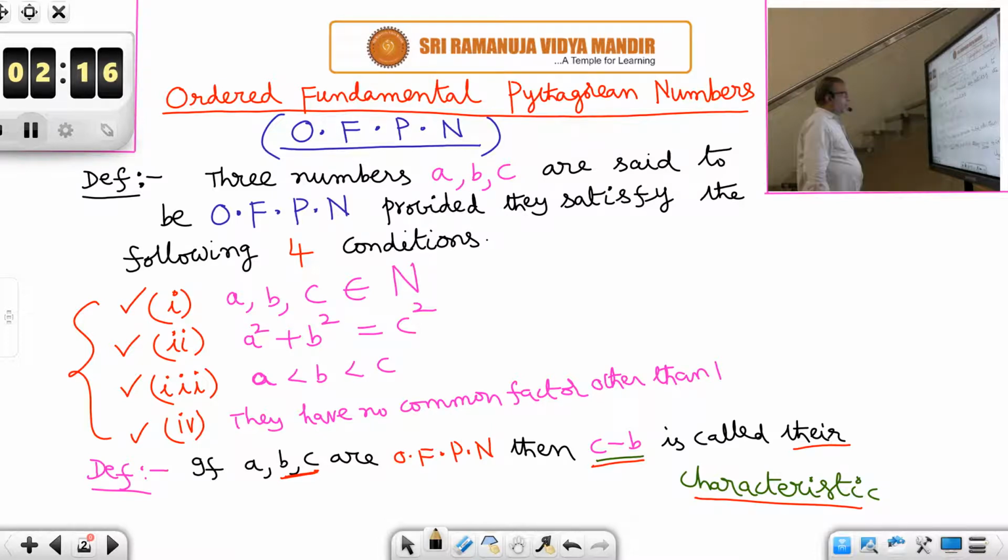Now again let us see the definition of OFPN once again. Three numbers A, B, C are said to be OFPN, ordered fundamental Pythagorean numbers, provided they satisfy the following four conditions. First condition, they must belong to the set of natural numbers. A, B, C must be natural numbers. Second condition is A square plus B square is equal to C square.